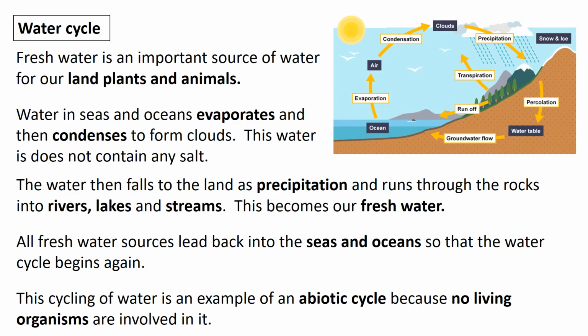And then it runs through the rocks and into the rivers and the lakes and the streams. And this is our source of fresh water. All of these freshwater sources lead back into the seas and oceans. So then the water cycle starts again. And this cycling is abiotic because not many living organisms are involved in it. Really, the main living organism involved in this cycle is plants, and plants will use transpiration. It's one of their methods of moving water through the plant, and plant transpiration can also contribute to the evaporation of water into the formation of clouds. So that's the only real living organism involved in this cycle.